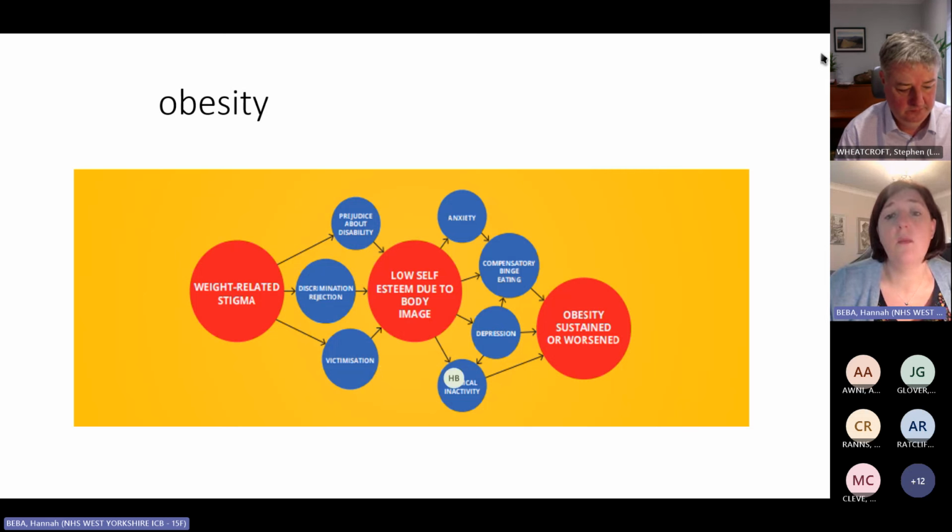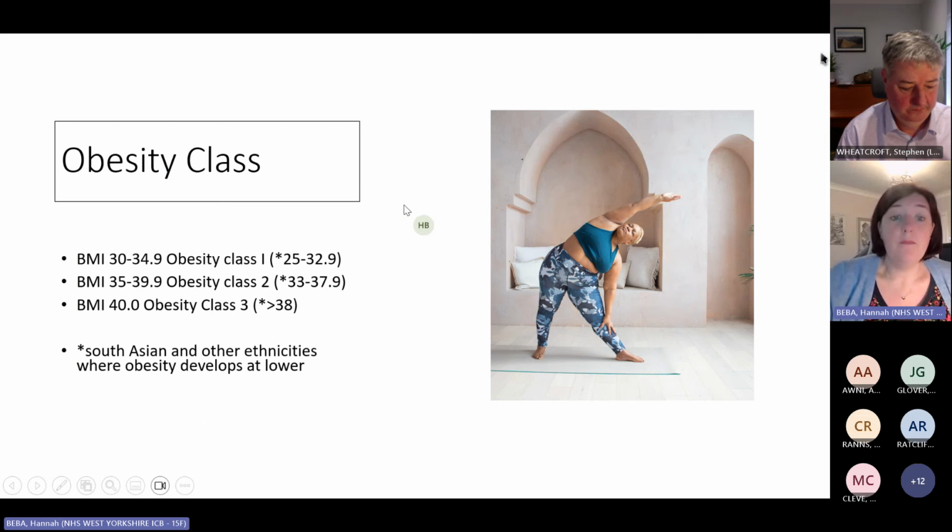So you can see it's very complex and has links, which is why often in weight management services, the psychological input and the psychology part of delivering some of these programs is actually really important and almost essential, alongside some of our medical input.